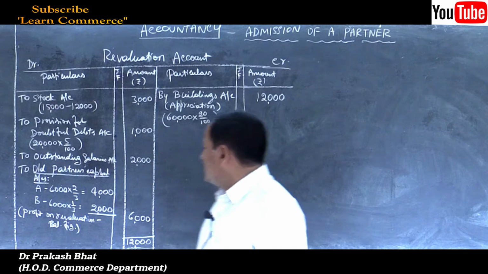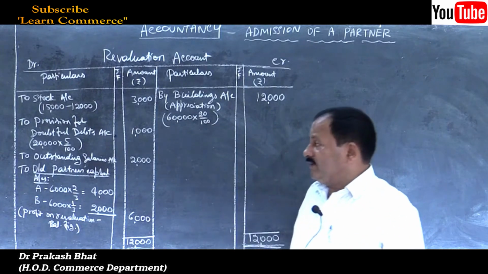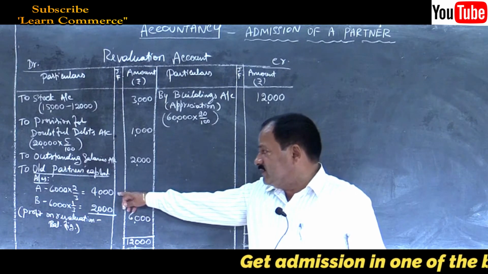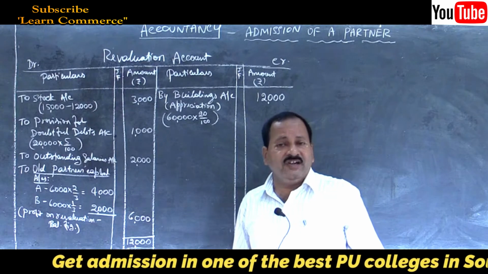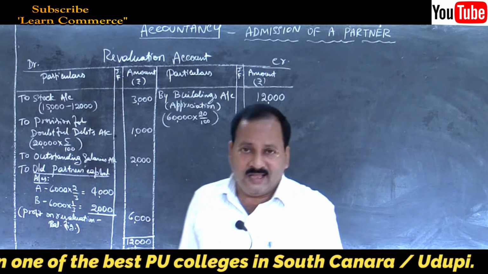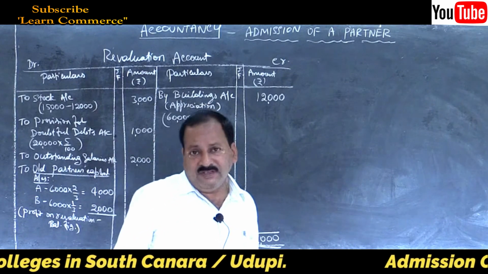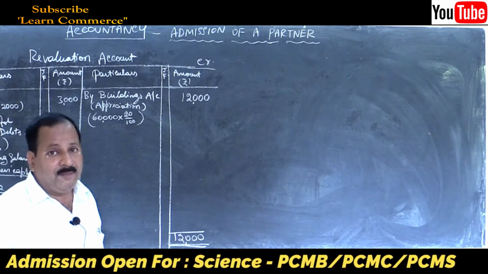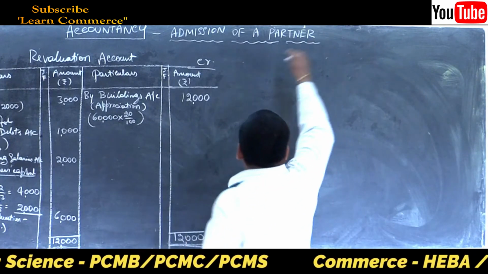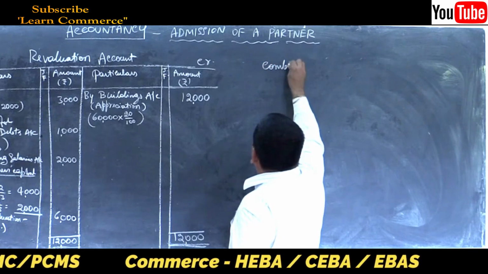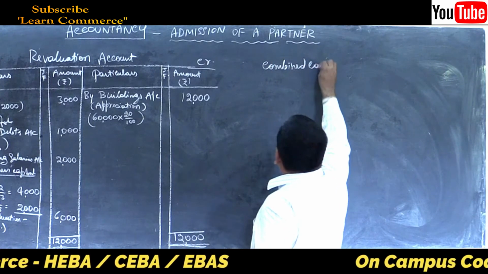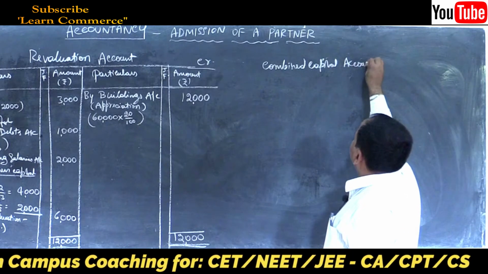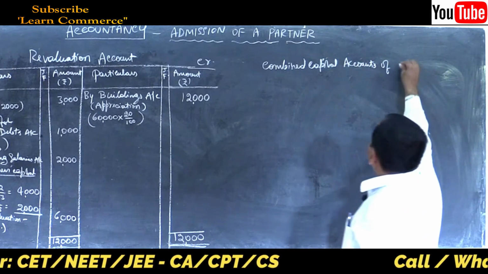So one part is done. Revaluation account is done. Each partner A and B got 4,000 and 2,000 on revaluation of assets and liabilities. Now the next step, the second step, will be to prepare capital accounts of partners, combined capital accounts of partners. Let us prepare here the combined capital accounts of partners.